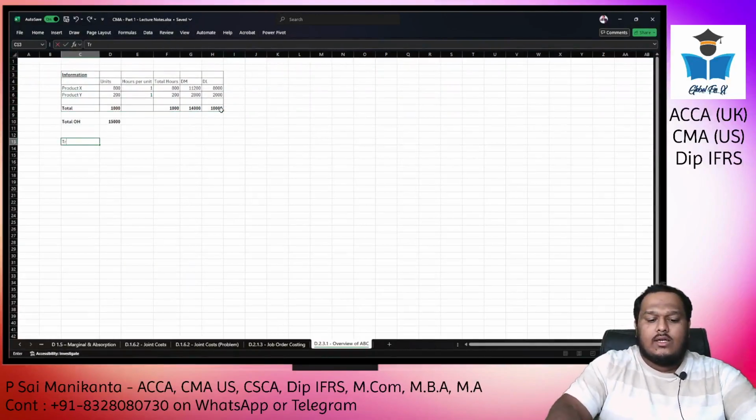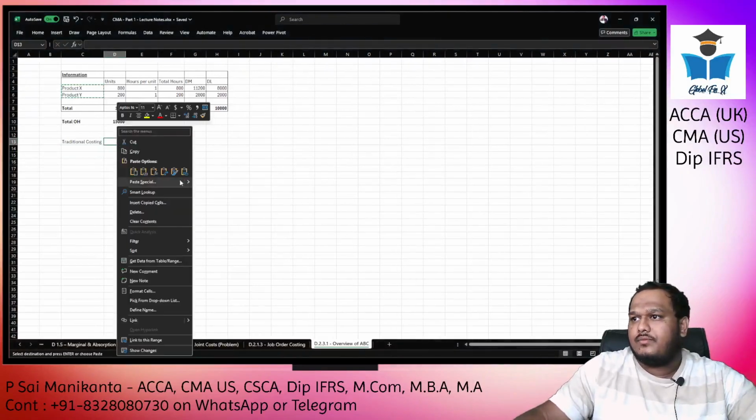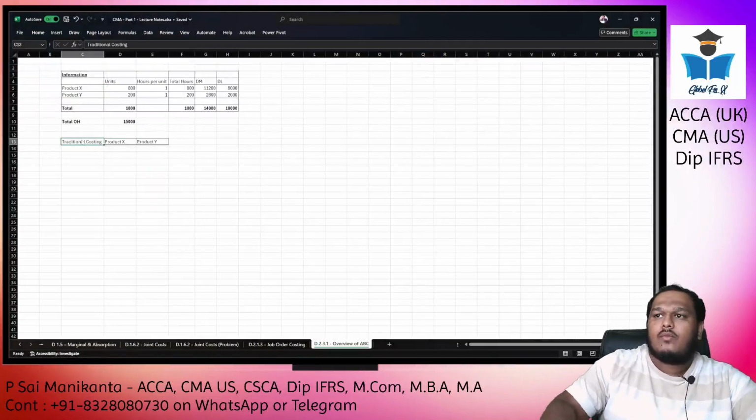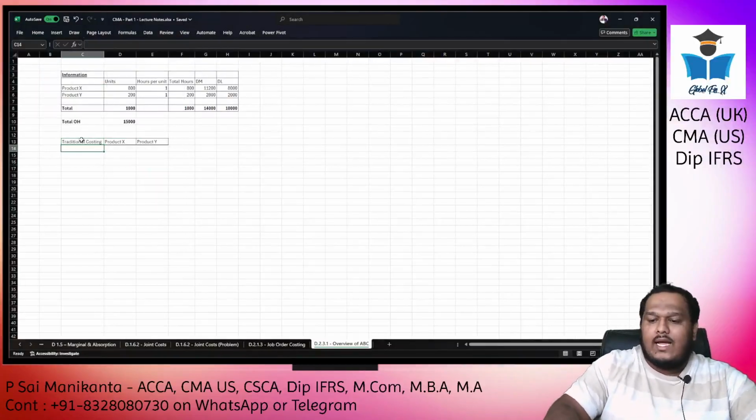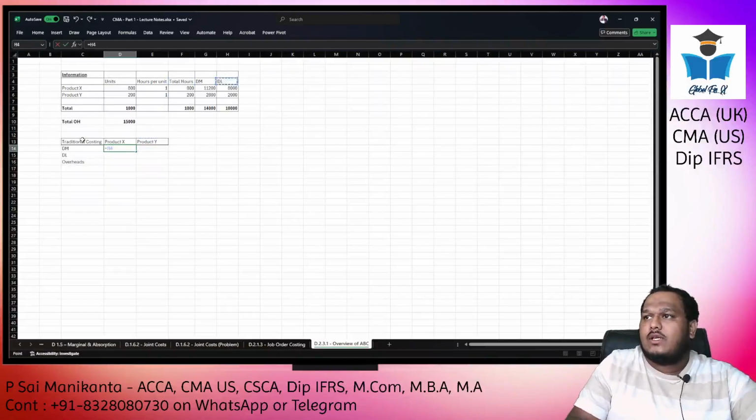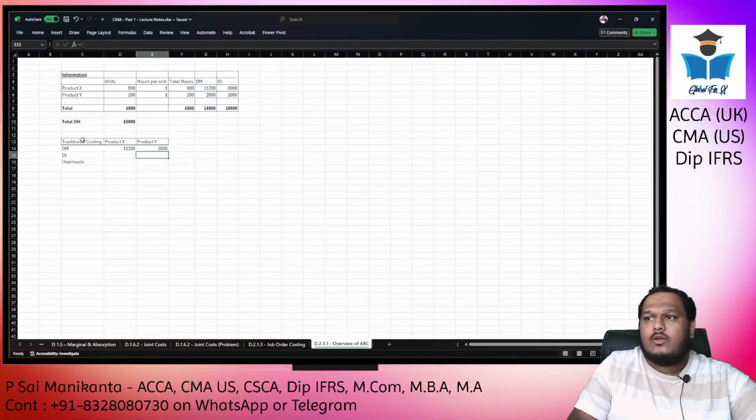All right, so under traditional costing, we'll take product X and product Y, and then take it further from there. So direct material, direct labor, overheads, correct? So direct material costs are directly given in the question. There is nothing much for us to do. 11,200, and for product Y 2,800. Direct labor, product X is 8,000 and product Y is 2,000.